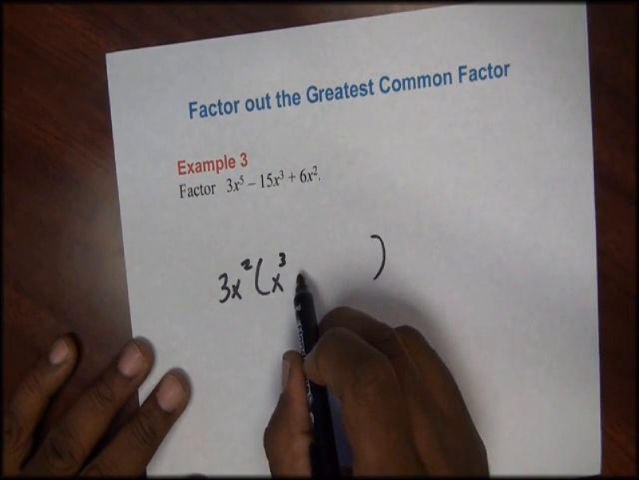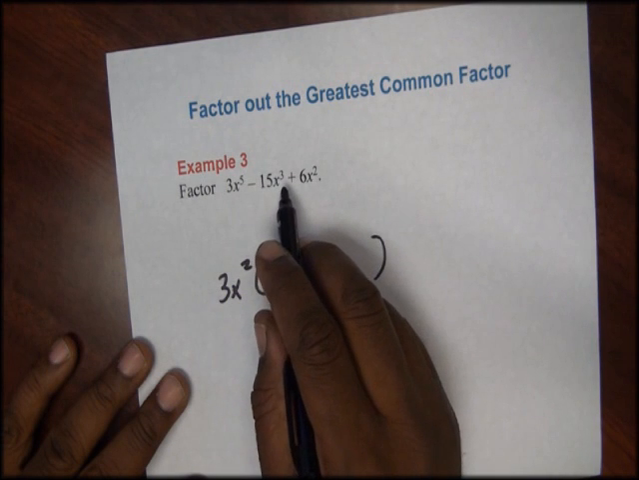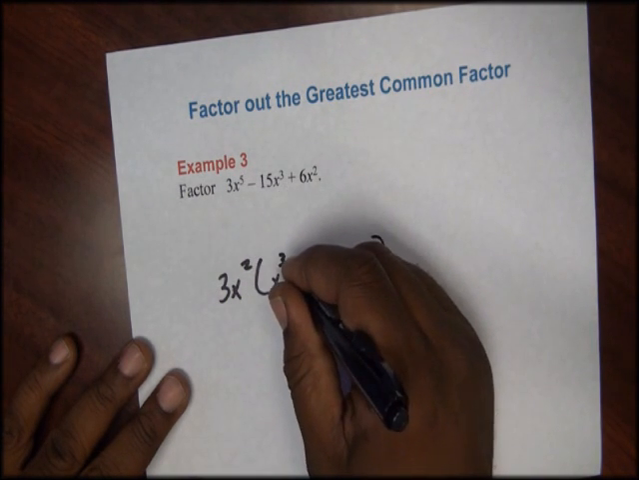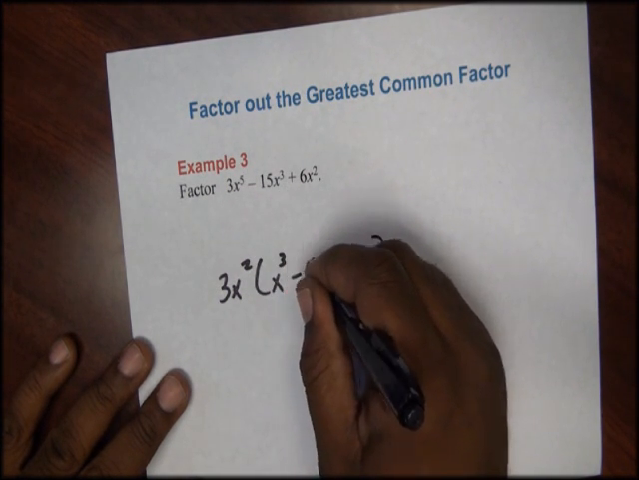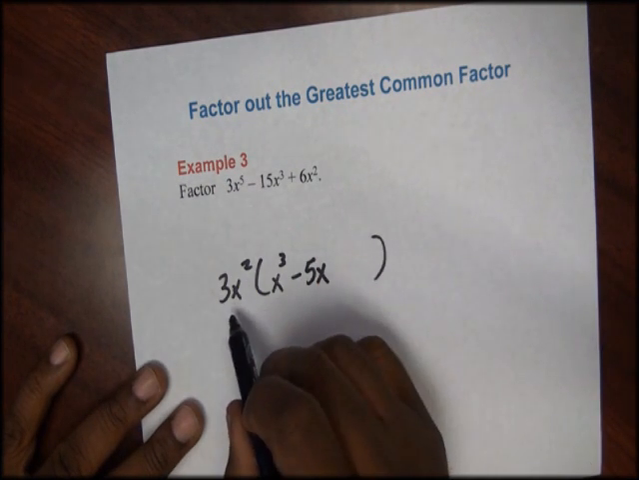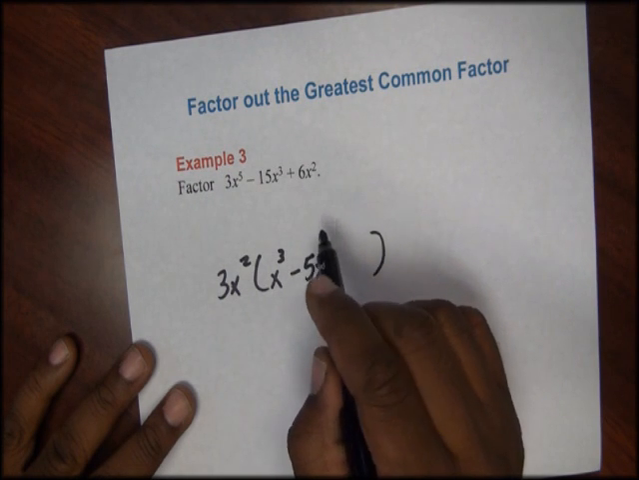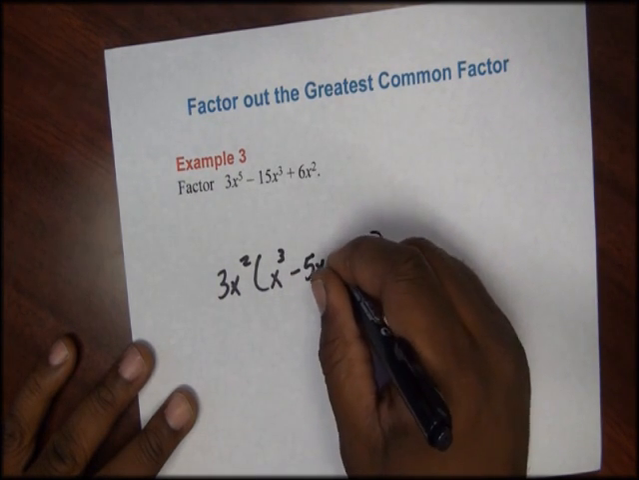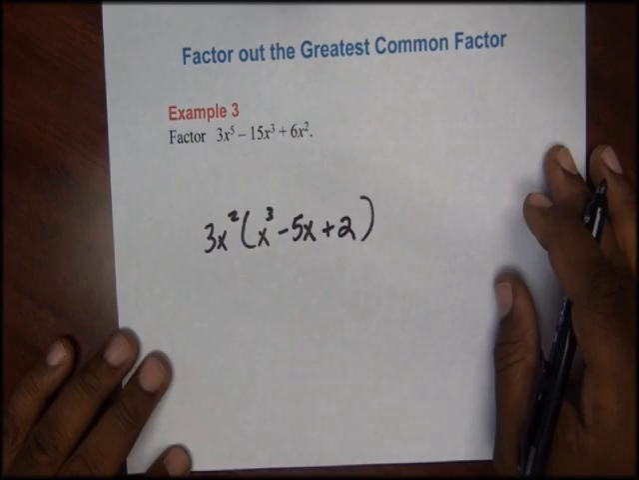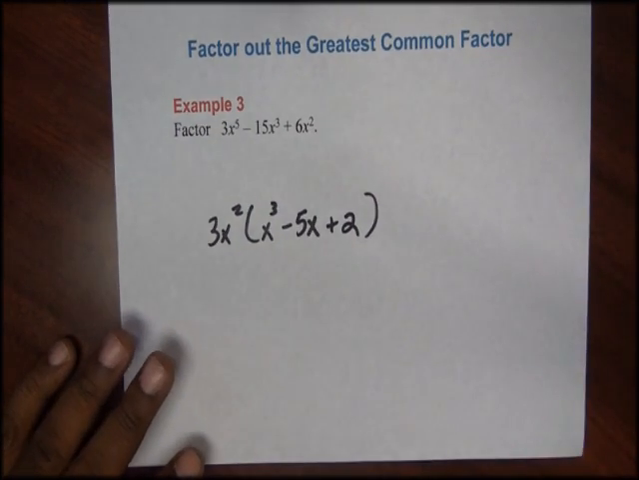3x squared times what quantity would give us negative 15x to the third? That would be negative 5x. And lastly, 3x squared times what quantity would give us 6x squared? And that would be a positive 2 for our factorization.